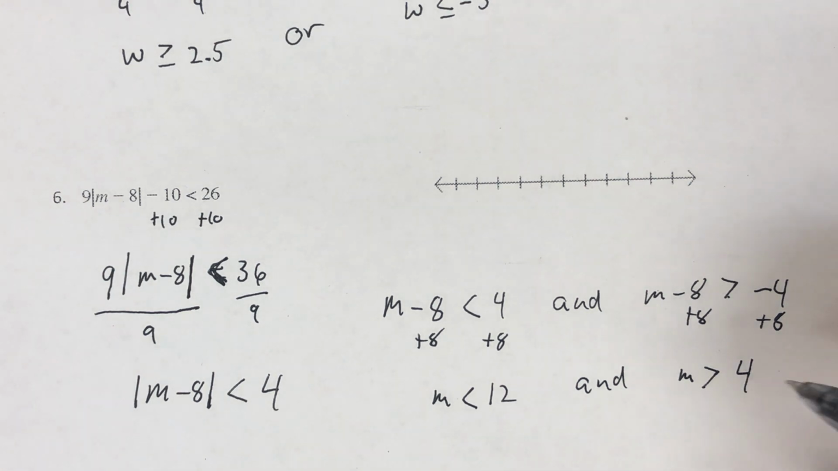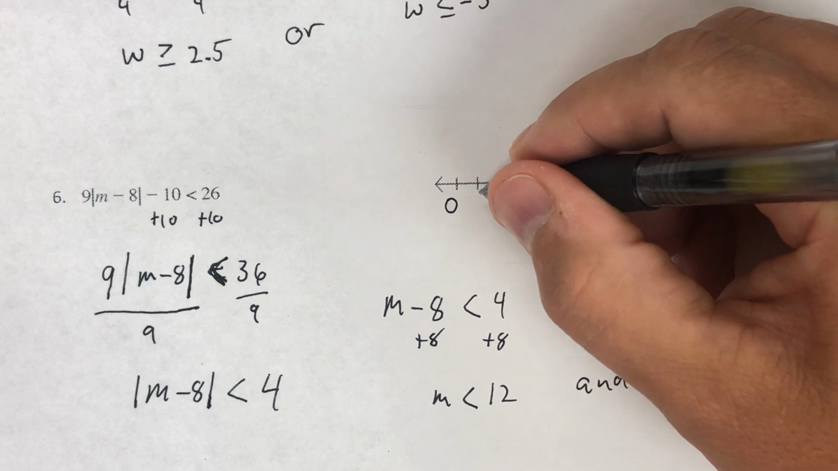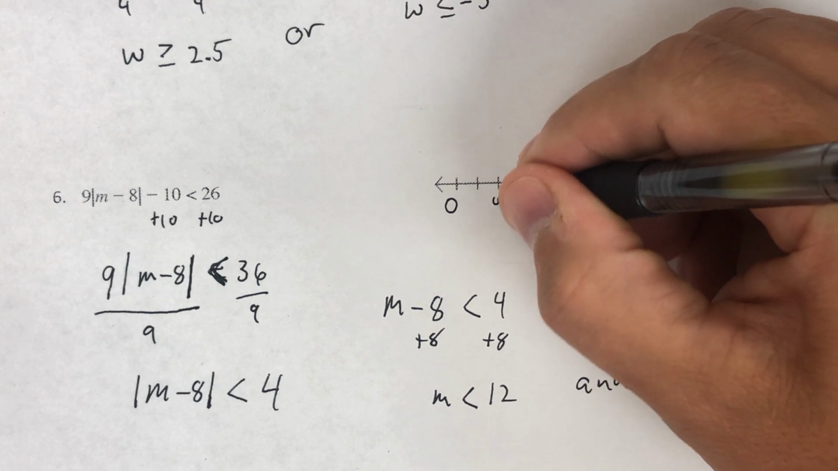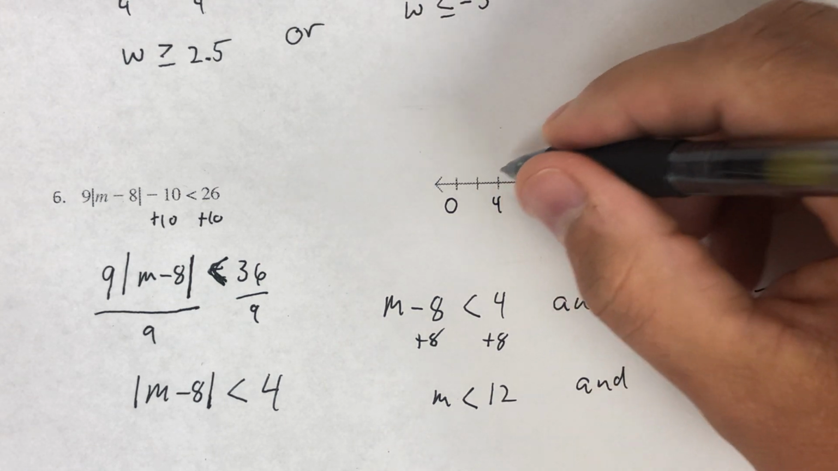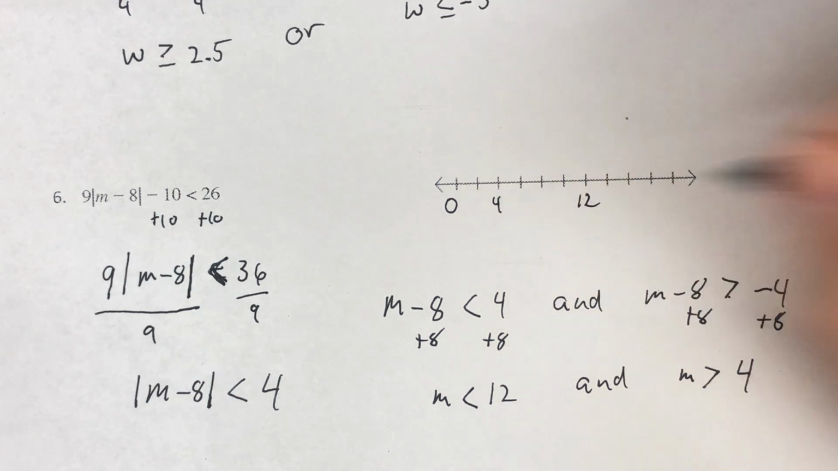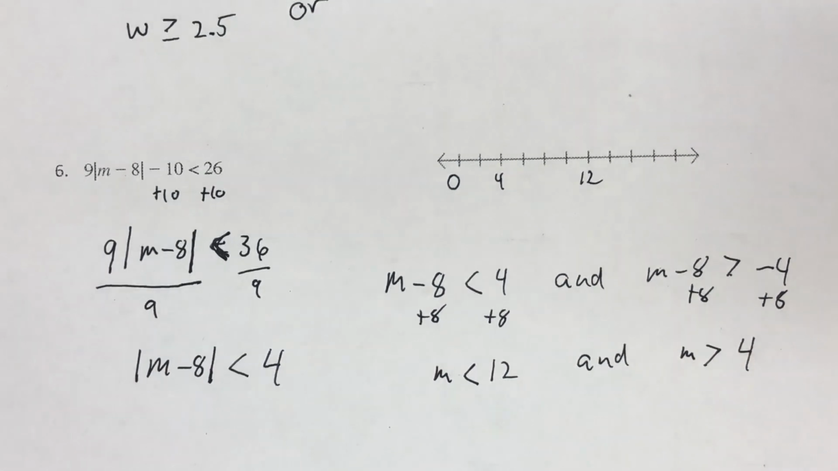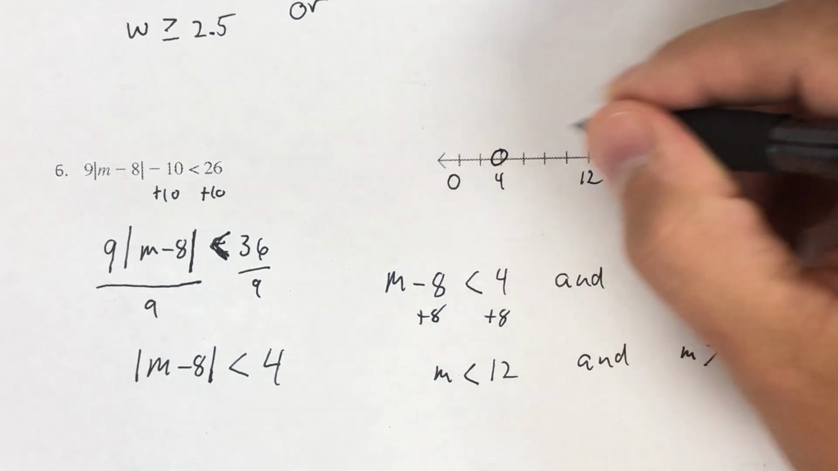So we're going in between 4 and 12. So 0 is going all the way over here. 2, 4, 6, 8, 12. Putting 12 here. I went by 2s, okay? Open circle at both. It's not or equal to, so open circles.